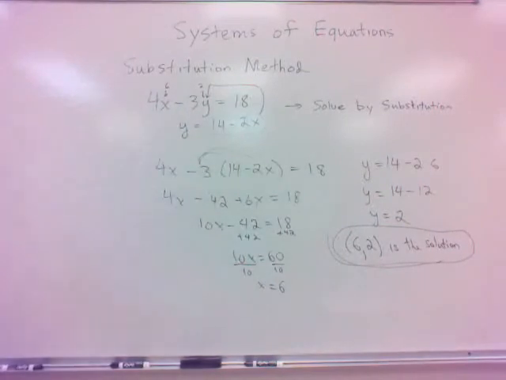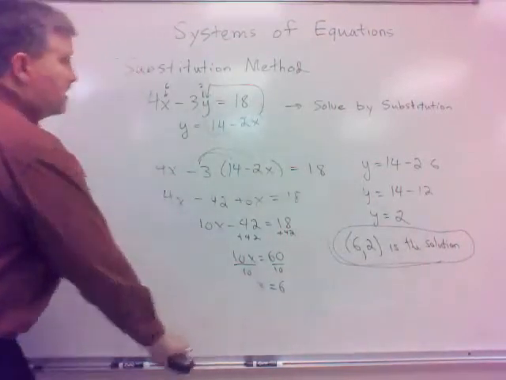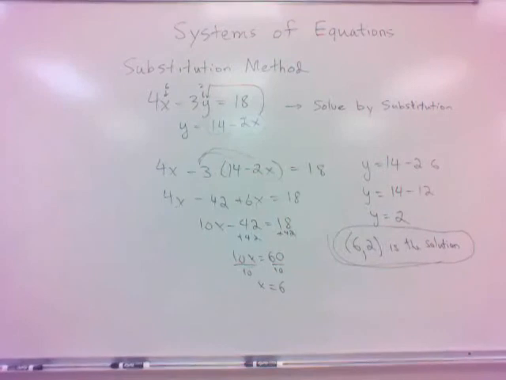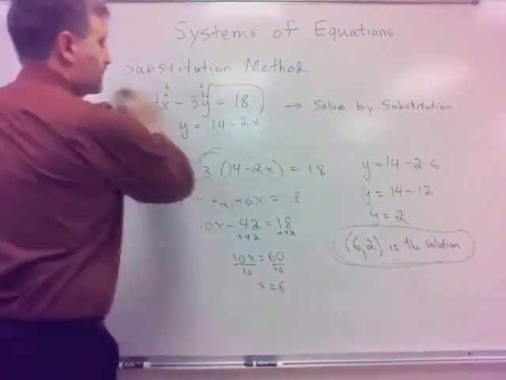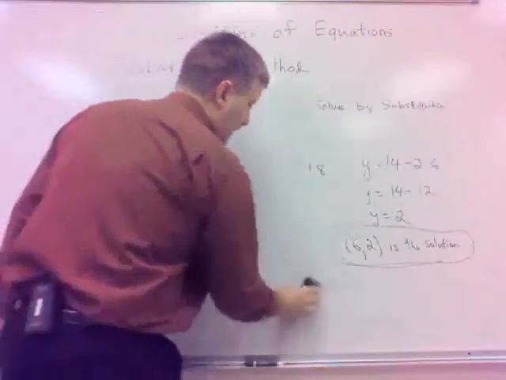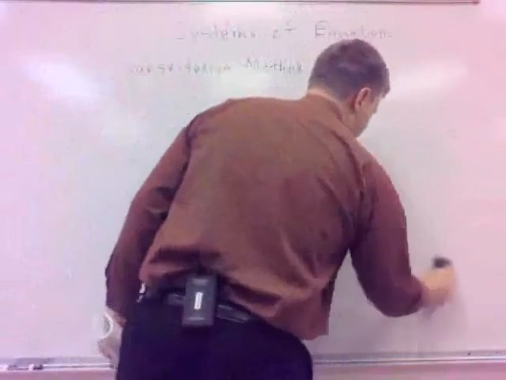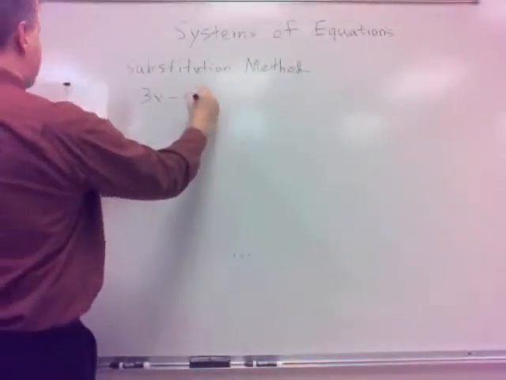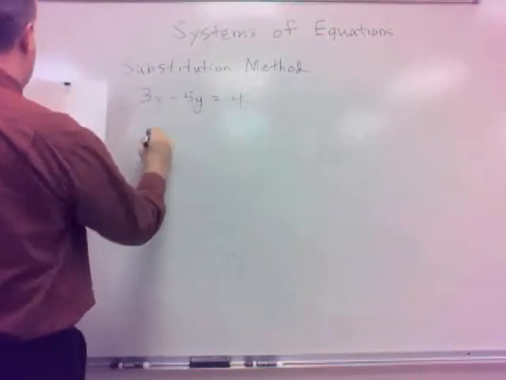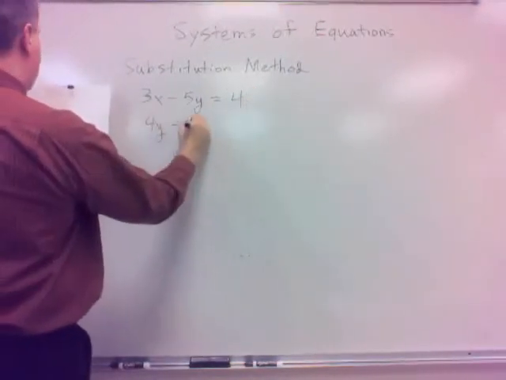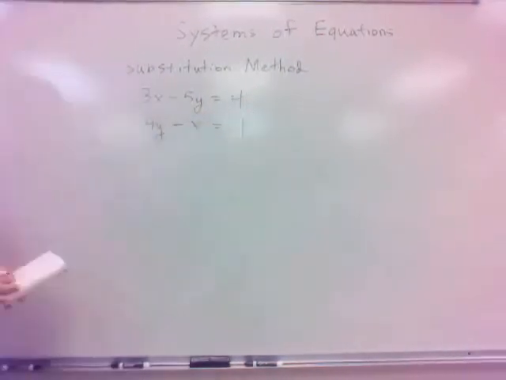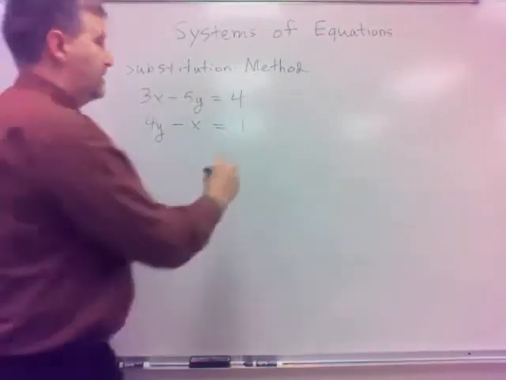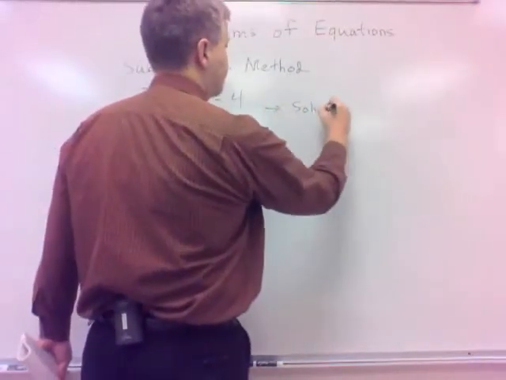All right, so that's the substitution method. Well, let me mention one more on that. Is that okay? Question or concern? One quick little point on substitution for this one. 3x minus 5y equals 4. 4y minus x equals 1. Let's solve this one also by substitution.